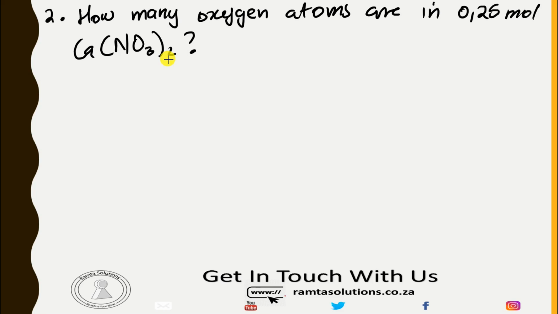So when I do this, I want to extend Avogadro's number. I will say Avogadro's number is 6,02 times 10 to the 23 molecules.